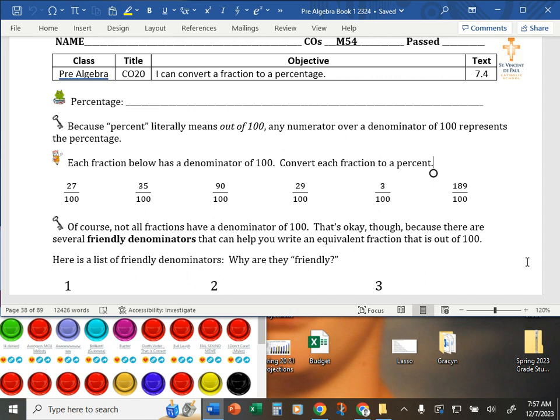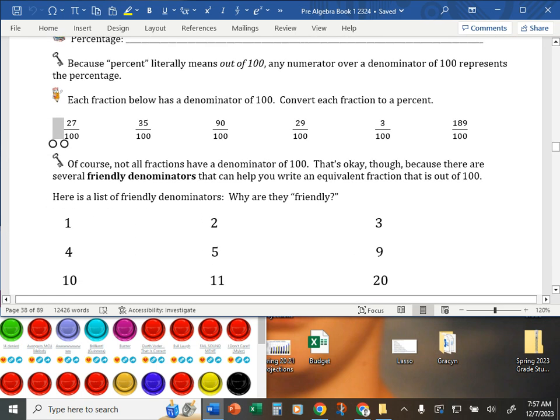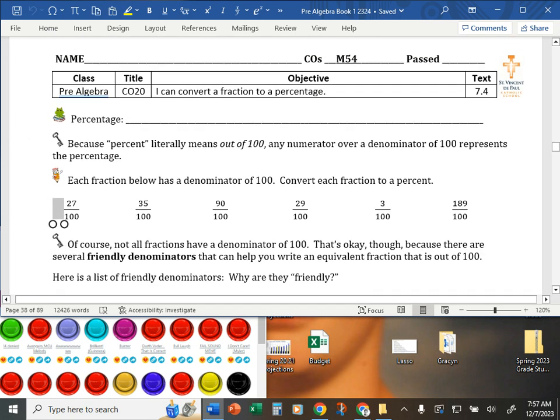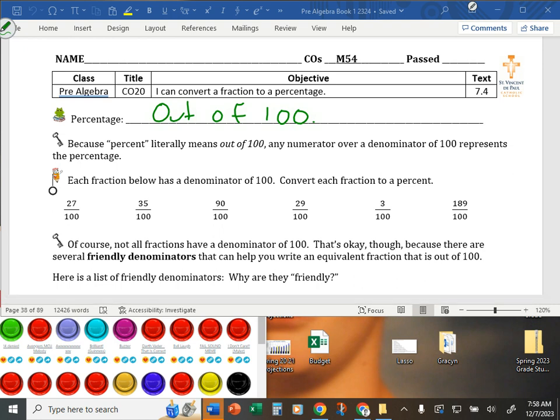Let's define percentage again. What does percentage mean? Out of 100. Perfect. Out of 100. And that's going to be the key here for understanding fractions. If you'll notice, every fraction that I have listed here, all 6 of these, have a denominator of 100. That is super helpful, right? Because if you have 27 out of 100, and the word percentage literally means out of 100, what percentage is this?